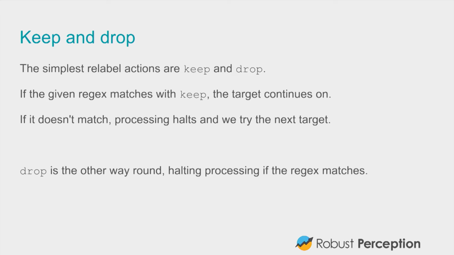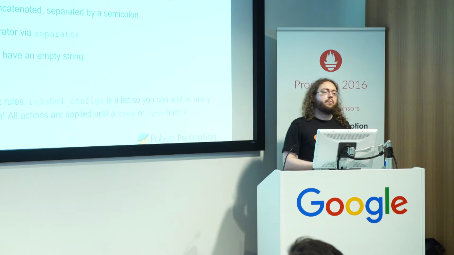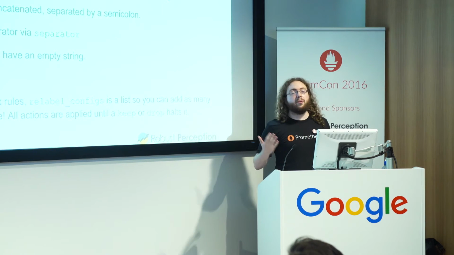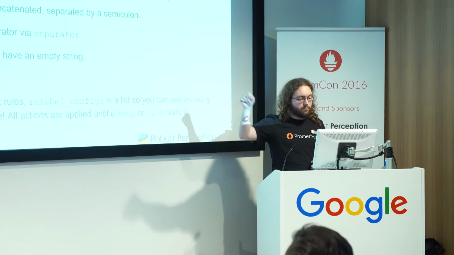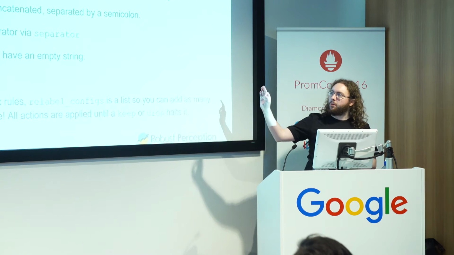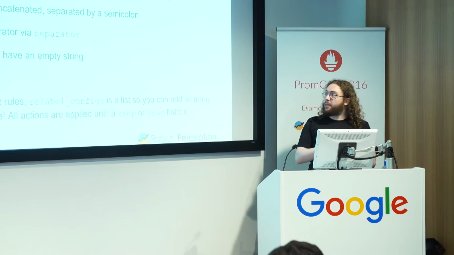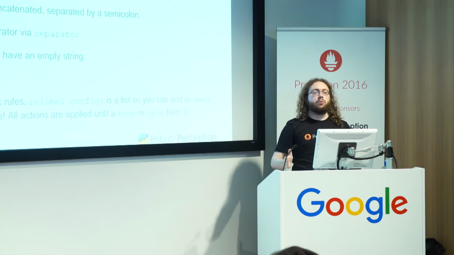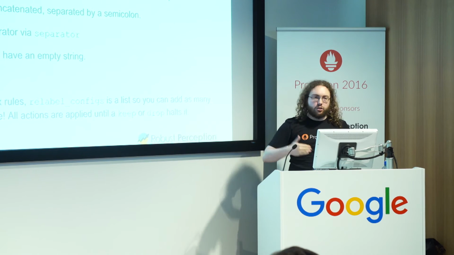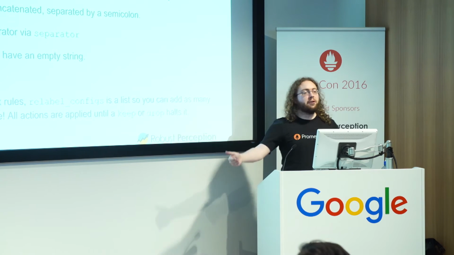But what happens if there's more than one label you want to work on? Maybe there's two EC2 tags, two Kubernetes tags, or you want to use the service name and a console tag. So the source labels, as you might hint by the S on labels, is a list. So you actually specify everything you want, and as with arrays, we'll concatenate them together with a semicolon. And then you can throw regexes against it. Yeah, you're sensing a pattern here. And you can change the separator.